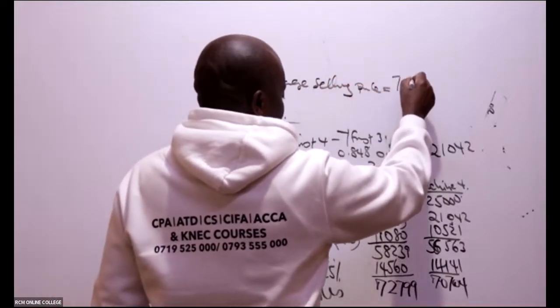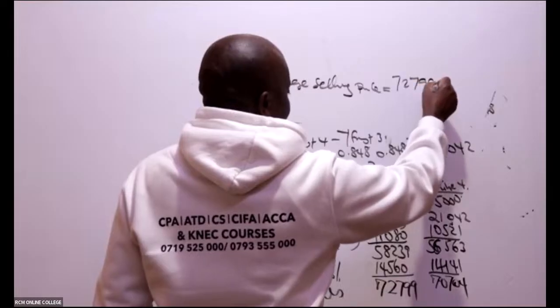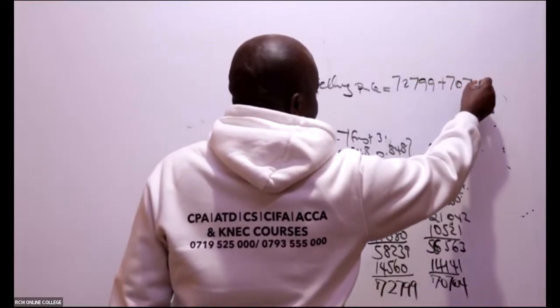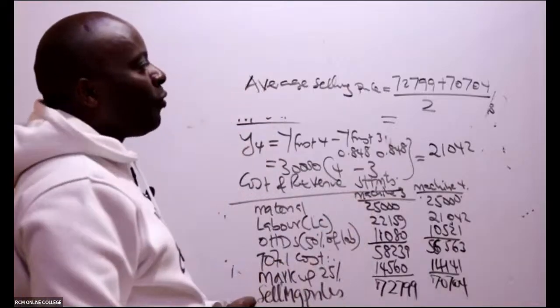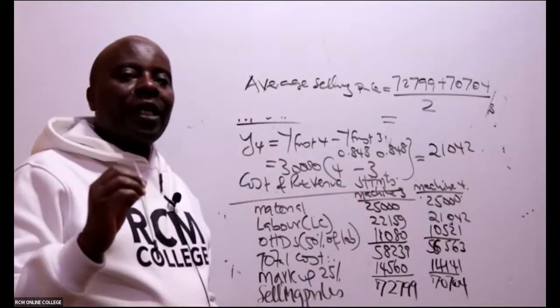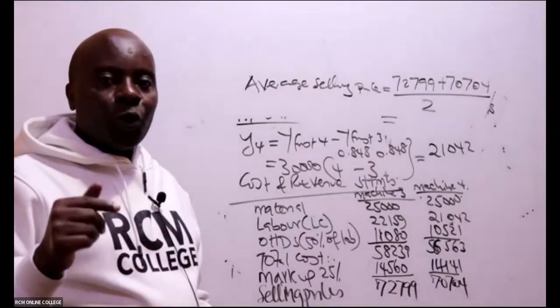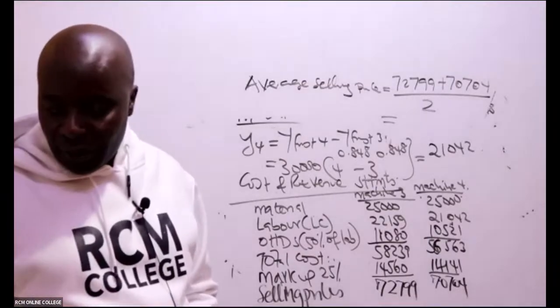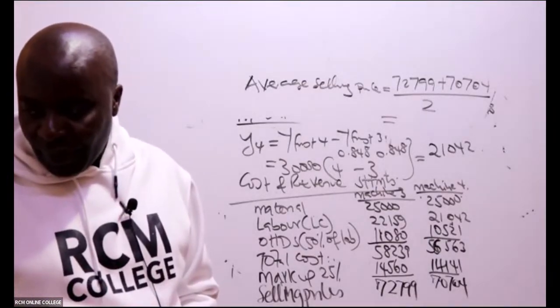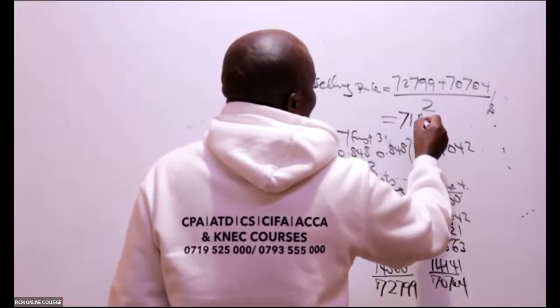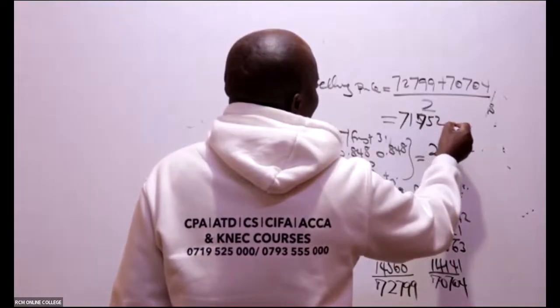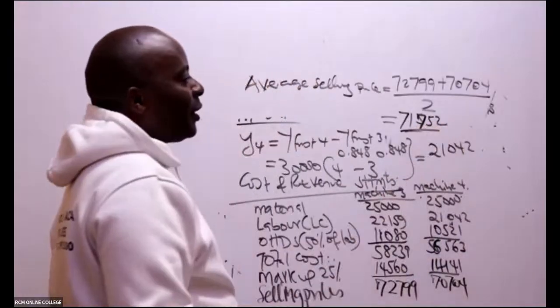So it will be 72,799 plus 70,704 divided by 2. So apart from rounding off errors, I expect the answer we get here to be exactly equal to the answer we got using the other method. 71,752.